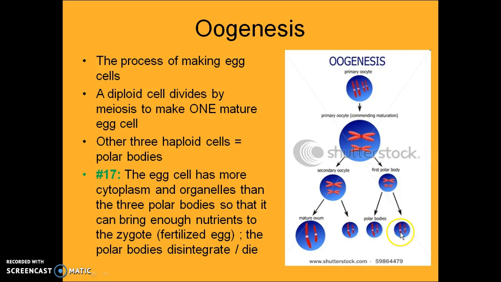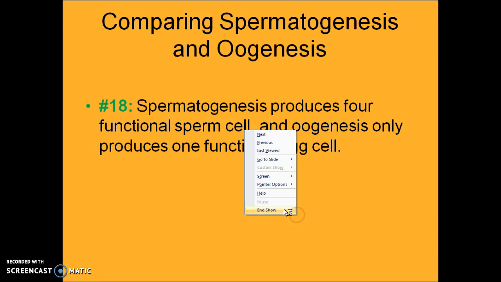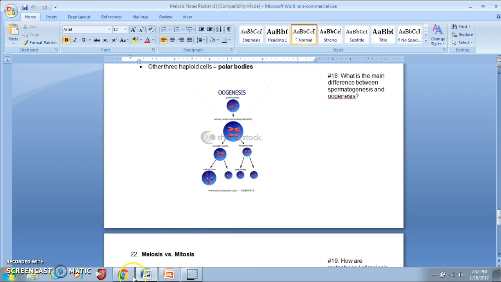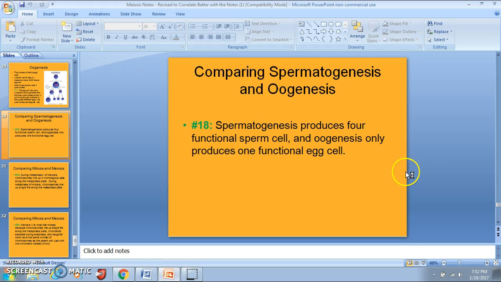Okay, so we have this one egg cell that's created, and then we have these 3 tiny cells. And these 3 tiny cells are called polar bodies. Number 17 asks us to describe how the polar bodies are different from the egg cell. They have much less cytoplasm and organelles than the egg cell does. And again, that's so the egg cell can bring enough nutrients to the fertilized egg or zygote. And eventually our polar bodies disintegrate and die, even though they're carrying the same amount of DNA as the egg. Okay. Number 18 in your notes asks, what's the main difference between spermatogenesis and oogenesis? And we would describe the main difference as spermatogenesis makes 4 functional sperm cells, and oogenesis is only going to create 1 functional egg cell for each parent cell.